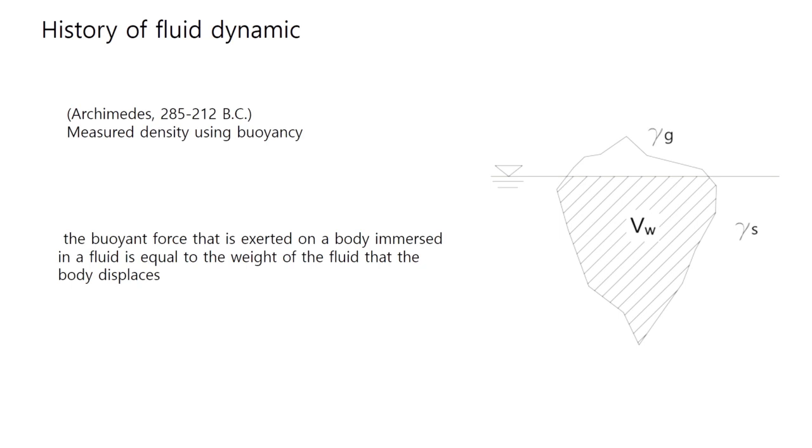Next is the history of fluid mechanics. The beginning of fluid mechanics dates back to the 3rd century BC. Archimedes of ancient Syracuse measured the density of objects using buoyancy acting on objects submerged in stationary fluids. This is the Archimedes principle that we often think of when we hear the word eureka.